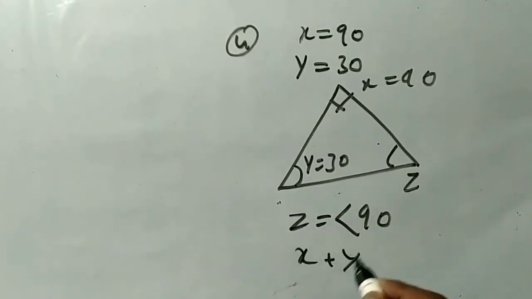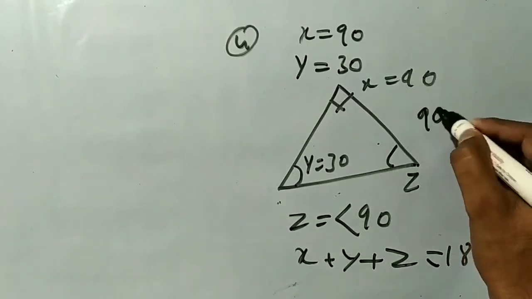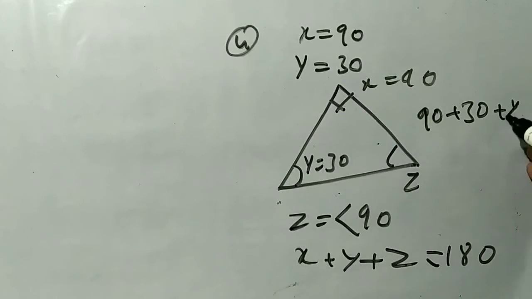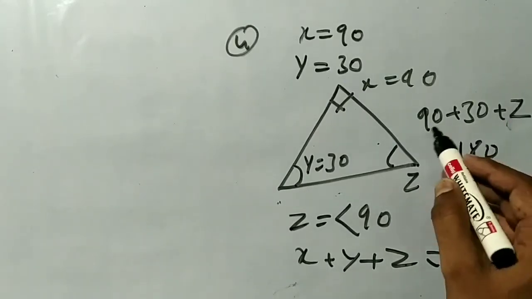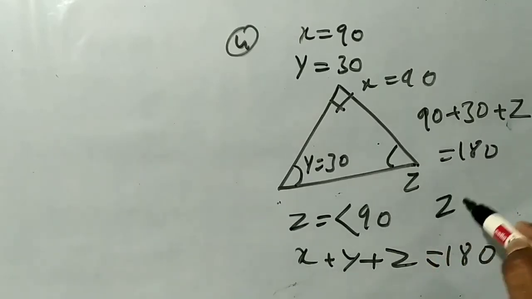x plus y plus z is equal to 180. Then that is 90 plus 30 plus z is equal to 180. So 90 plus 30 is equal to 120. 180 minus 120 is equal to z. That is, z is equal to 60.